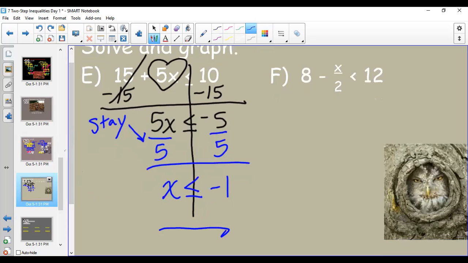And we're going to graph this really quickly. So -1 in the middle, 1 smaller, and 1 bigger. We should have a closed circle since it's equal to. And we're going to shade the number smaller since it's less than or equal to.